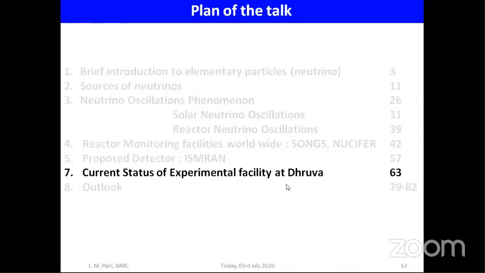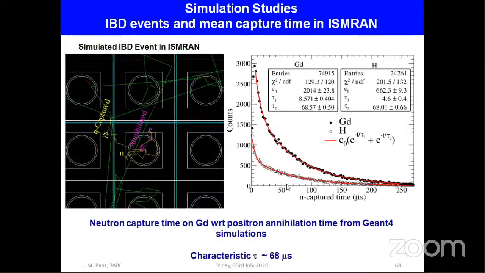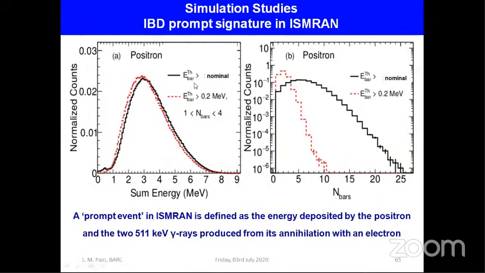So the current status of the experimental facility at Dhruva: these are the simulations where you see the neutron capture time plotted for a full scale Smaran with 100 scintillators. And this is the capture on gadolinium and hydrogen. You can see the difference here, which gives the characteristic time of about 68 microseconds. And these are again simulation studies in which the positron energy spectrum is plotted with different thresholds. And on the right side, you see the multiplicity, on how many bars are associated with detecting the positron.